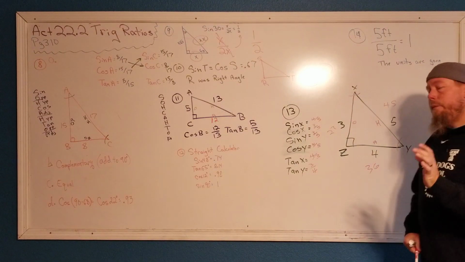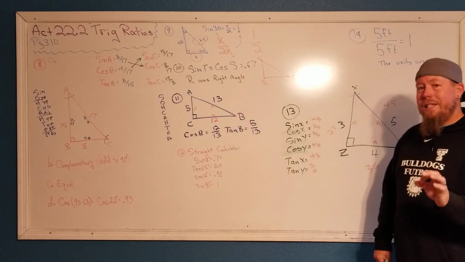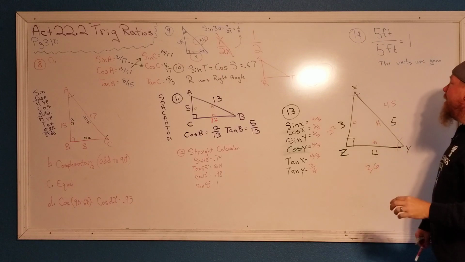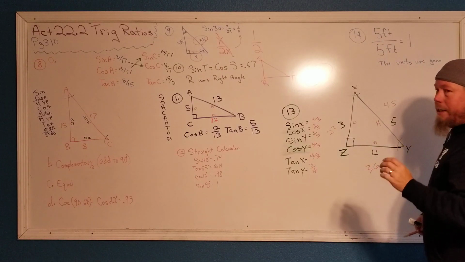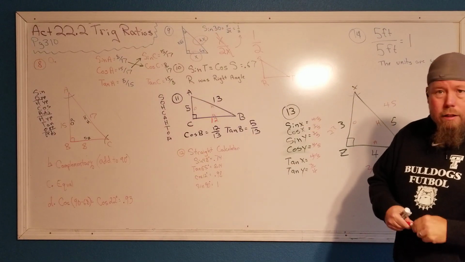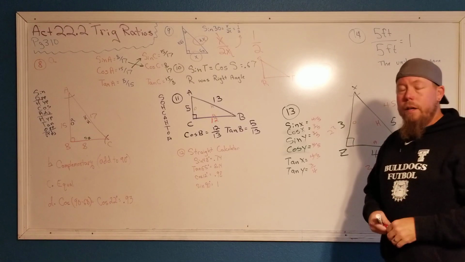Number 14, they had a really good idea. They ask, do you agree with the statement? The statement is solid with the exception of the fact that feet cancel. If you have 5 feet divided by 5 feet, technically the units are going to go away, and so your answer would just be 1. So the tangent of that particular triangle is going to be 1. Hopefully you notice it's an isosceles right triangle, or 45-45-90. As a hint, the tangent of 45 degrees is always going to be 1.